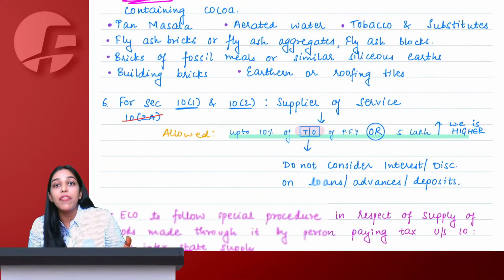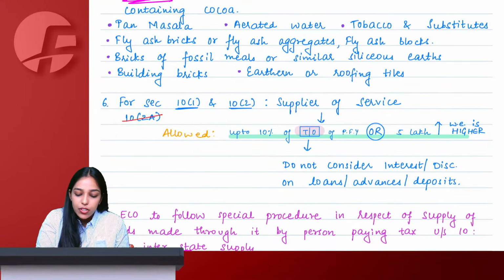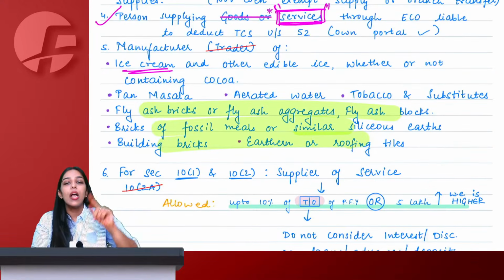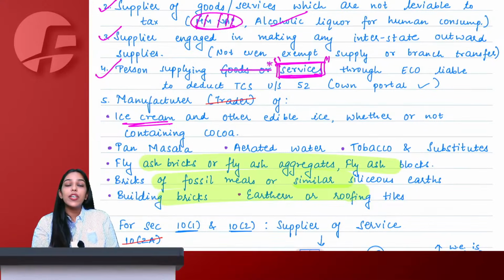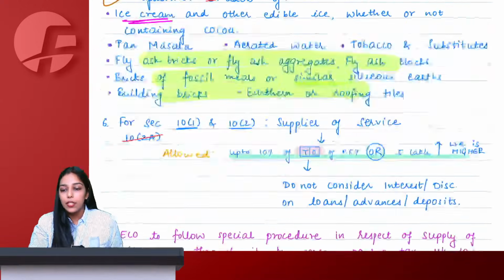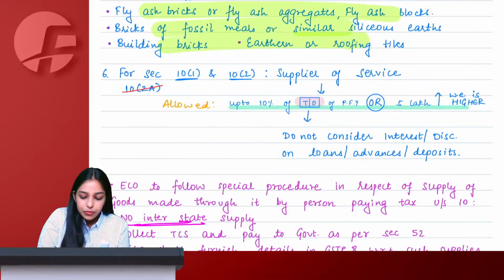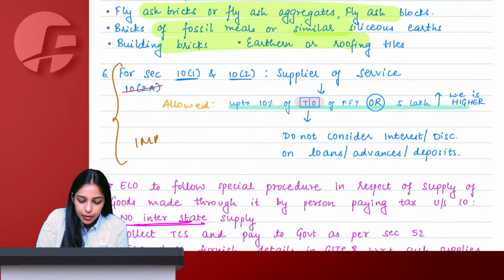So if I am a manufacturer of any of these things, or ice cream, pan masala, tobacco, or aerated water, even if my turnover is less than the specified threshold limit, I cannot opt for composition scheme. Understood, ma'am? This is important for examination.